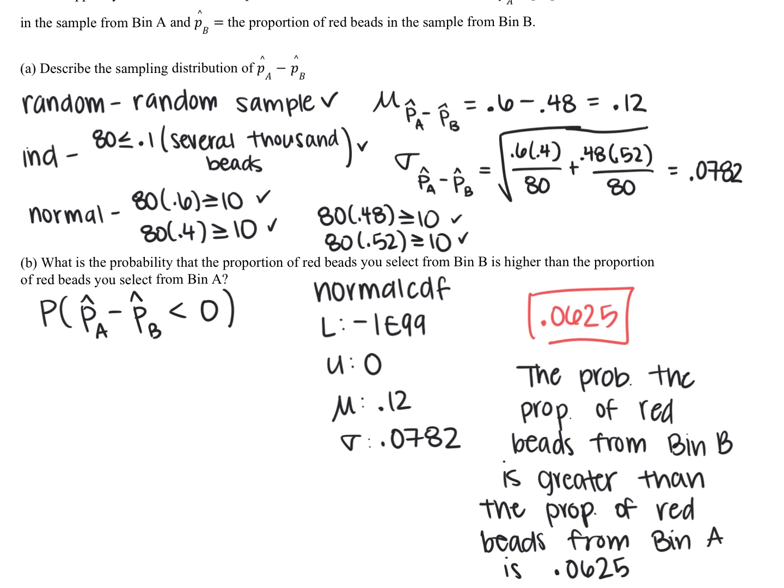So let me know if you have any questions about doing a probability question for a sampling distribution for a difference in sample proportions.